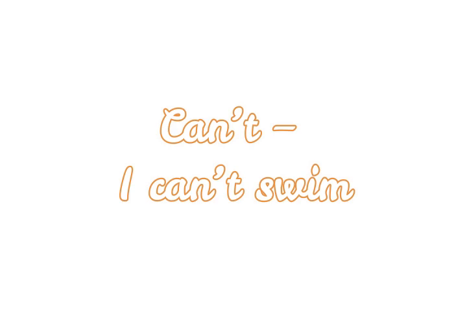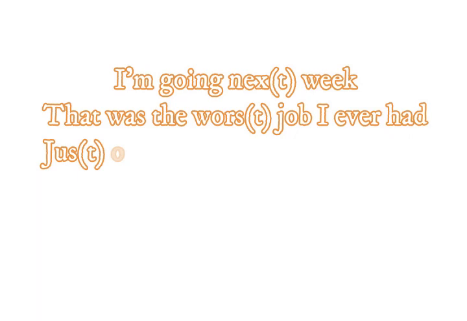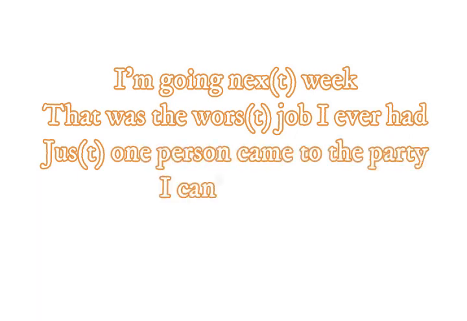So what do we notice in these sentences? I'm going next week. You can see that between the sound s and w, we have t. So we have to take that away to improve speech flow. So I'm not going to say, I'm going next week. Then also, we don't say, this is the worst job. We remove the t because it's right between s and j. So we remove it to improve speech flow, and we say, that is the worst job ever.